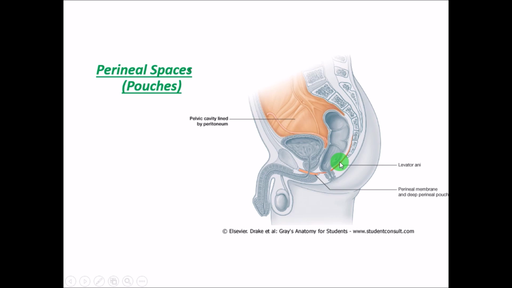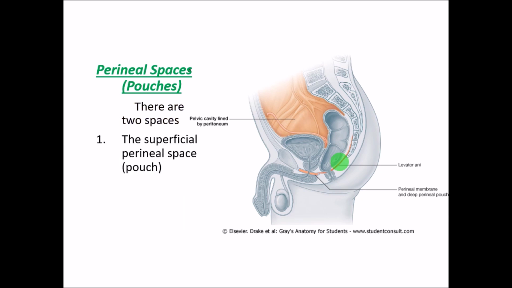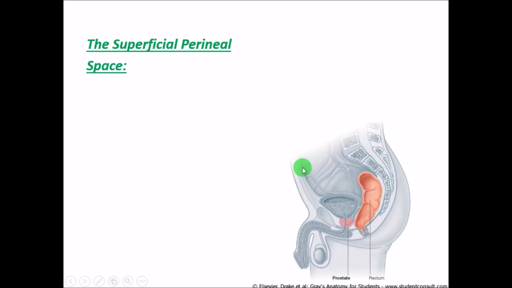We'll see that. Okay, so the perineal pouches, as we saw, there are two pouches or two spaces. Sometimes they are called perineal spaces, sometimes perineal pouches, so both are the same. The superficial perineal pouch and the deep perineal pouch are separated by a membrane called the perineal membrane. What is superficial to that is the superficial perineal pouch, and what is deep to that is the deep perineal pouch.